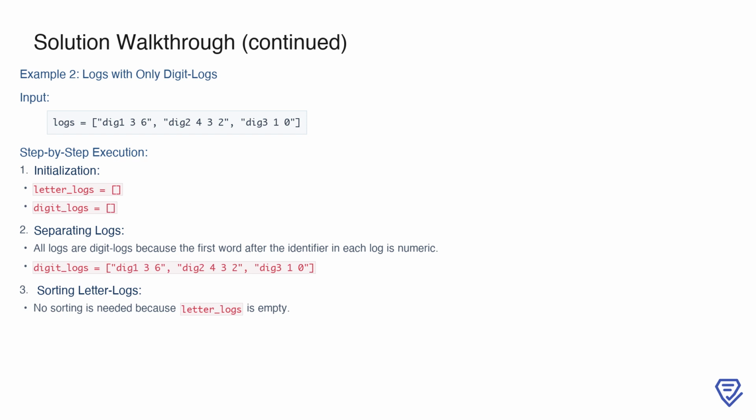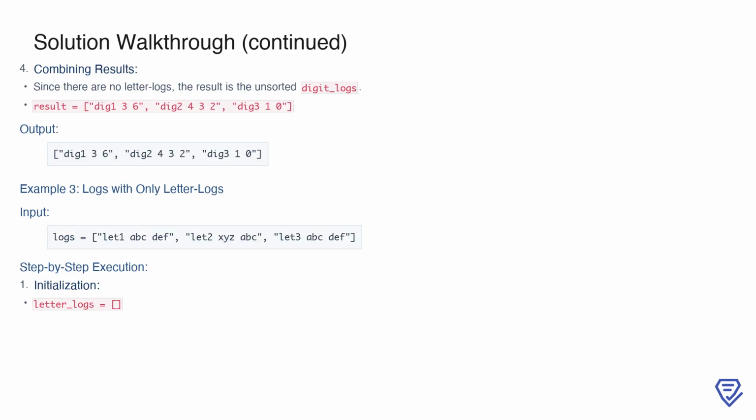Since there are no letter logs, there is no need for sorting. The digit_logs retain their original order, which simplifies the combining step. With no letter logs present, the final result for this example is simply the unsorted digit_logs. The output consists of the logs dig1 36, dig2 432, and dig3 10, in the same order as they appeared in the input.